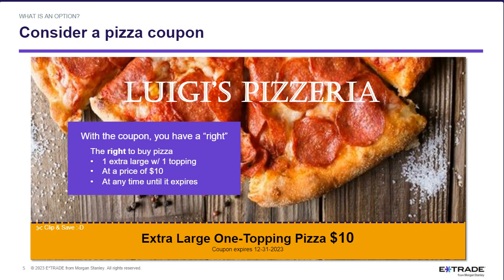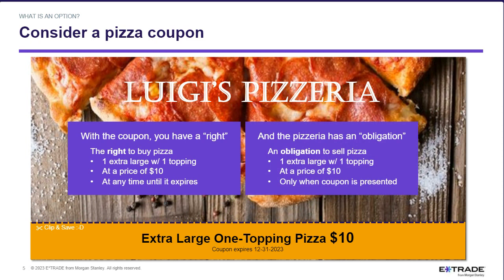Now I want you to think about Luigi. Luigi is the other side of your right. So he has an obligation to sell you that pizza if you present the coupon and the $10 and the pizza coupon has not expired. I use this word obligation. I know it maybe seems odd in terms of a pizzeria, but this idea of a right and an obligation is inherent to how options work. Keep those in mind, because now we're going to continue to dig into the actual aspect of an option.